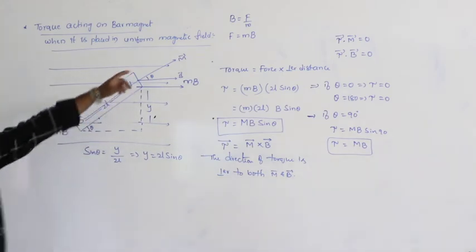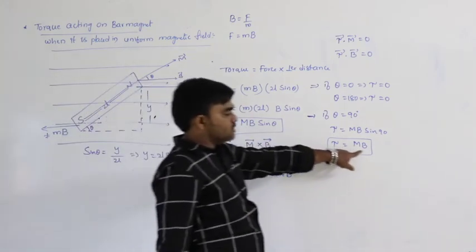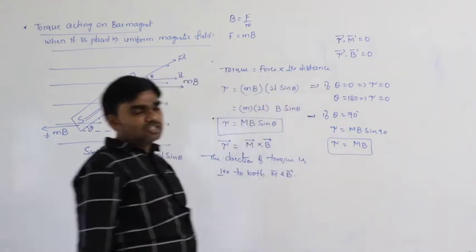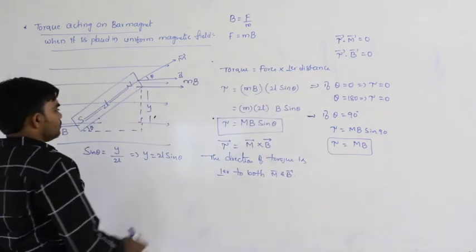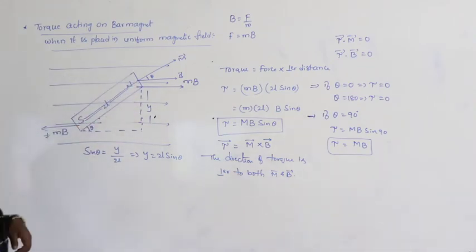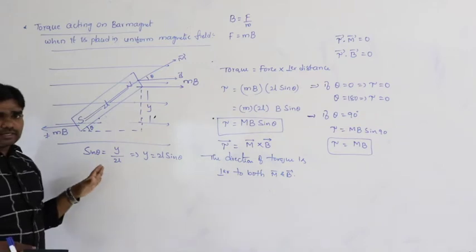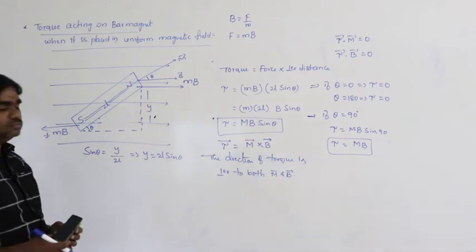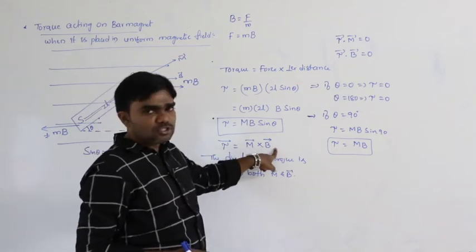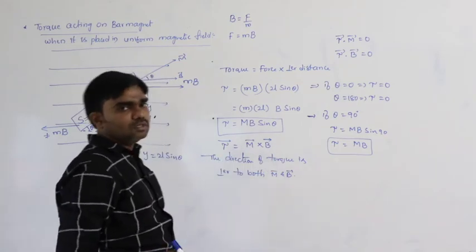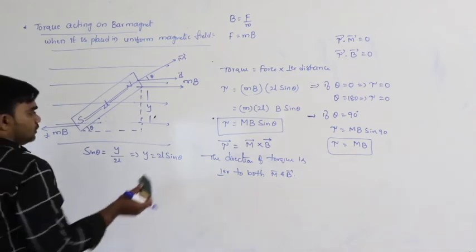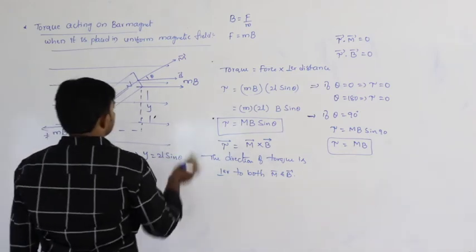And this is the torque. This is the maximum possible torque: tau is equal to mB. This is the maximum possible torque existing under any conditions. So how can you find the direction of the torque? By using the right hand thumb rule: M bar cross B bar. Start from M and curl the fingers towards B bar. That gives the resultant direction, that is the torque.